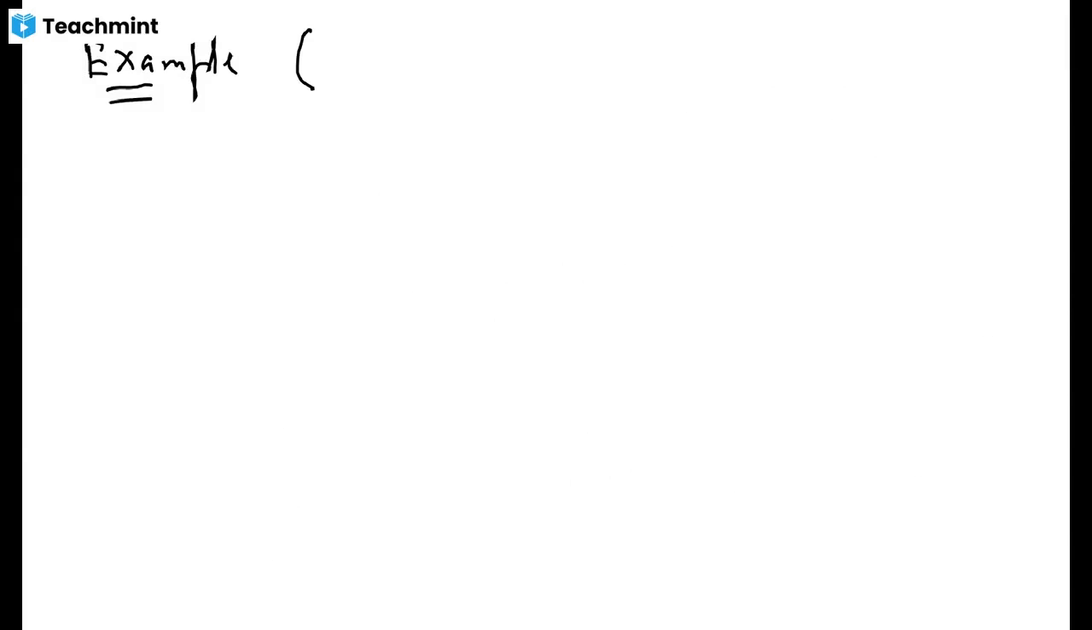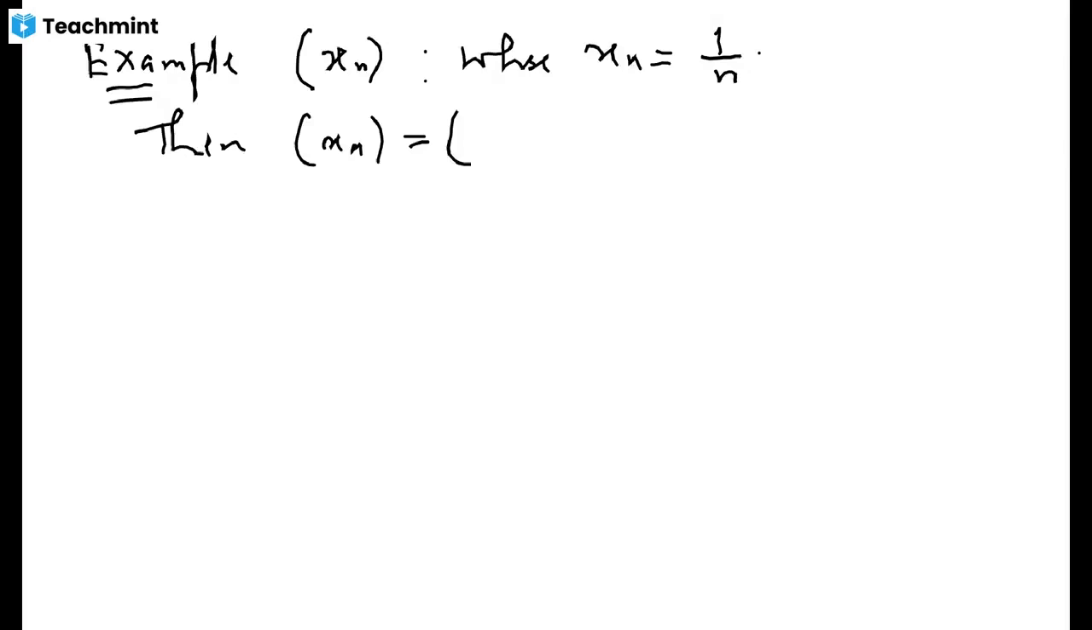Let us consider this sequence whose nth term, let me write, I consider xn to be 1 upon n. Then we can write this sequence xn in the expanded form. The first term will be 1 and the second term will be 1 by 2, when you substitute n equals 2. The third term will be 1 by 3 and so on. Now you see this is a sequence, and it is not a constant sequence because the terms are distinct.